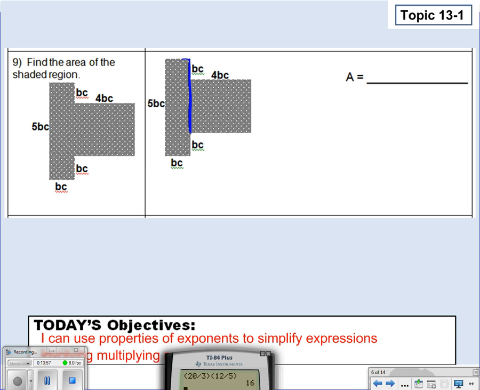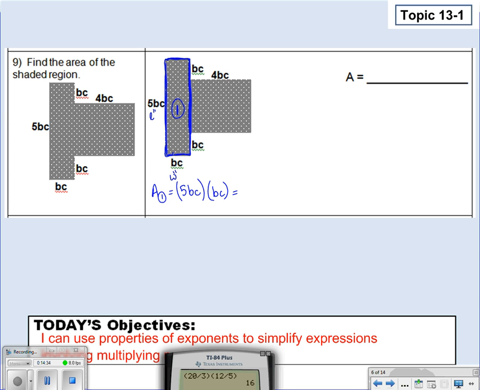So I'm going to start off with a tall rectangle here, and I'm going to outline it in blue so you can see. This rectangle has a length of 5BC and a width of BC. Remember, the B and C are just variables that represent numbers, knowing that the numbers are different. So to get the area of my first rectangle, call this area 1, we're going to get length, which is 5BC, times the width, which is just BC.